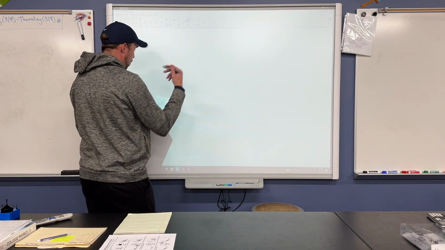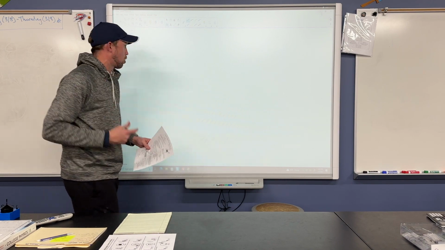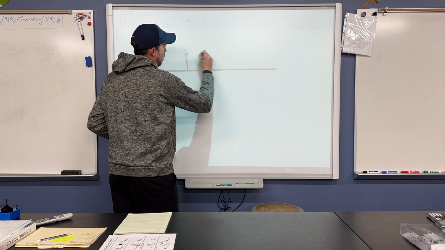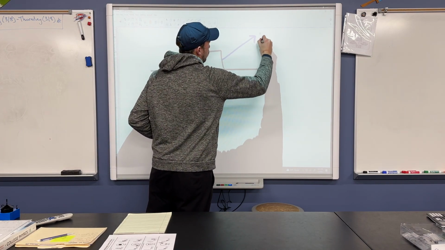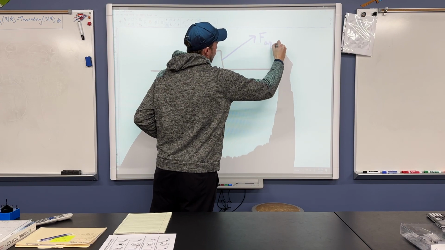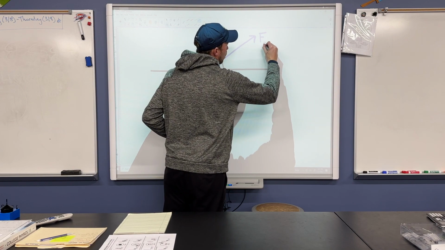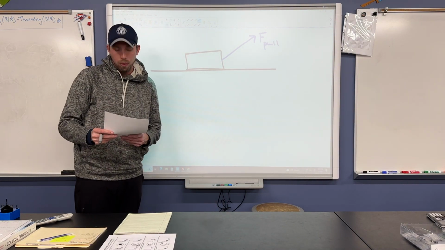So here we have a block and we're told that the block is getting pulled at an angle across a flat surface. To give us a little visual here, we've got a block, and we are told the block is being pulled at a certain angle. I'll call this F, let's say applied, or we could say F pull. We're told a few other things about this system before we jump in.